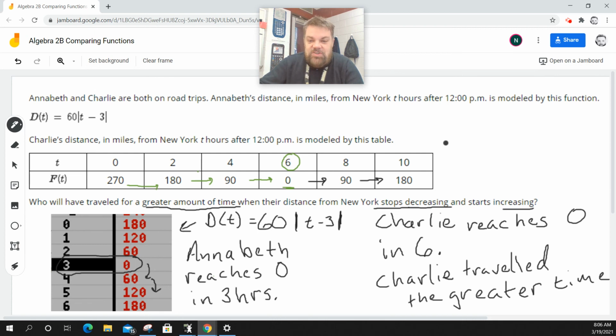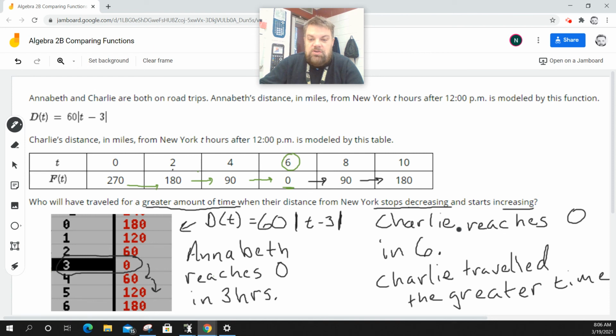So Charlie, well, wait, let me think. But maybe he was further away. So look at this though. He's going 90 miles an hour, well, no, they're counting by twos here. It's not quite the same. He's not going 90 miles an hour. He's going 45 miles an hour, right? Because here they're counting by twos. So it takes 2 hours to go 90 miles. Here it takes one hour to go 60 miles.